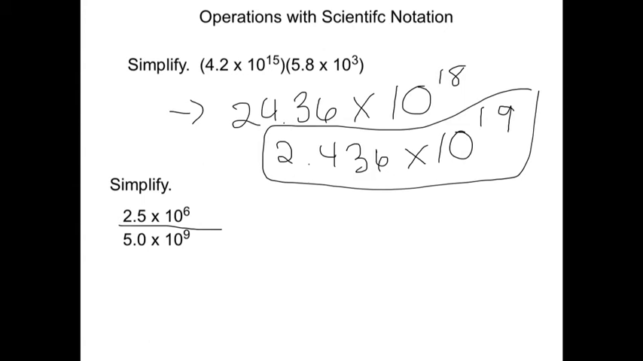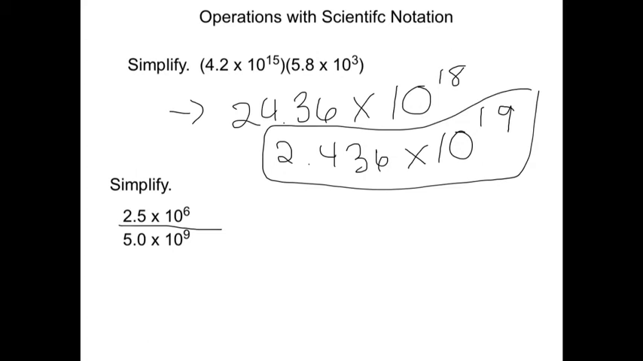If in this problem, when you multiplied the two numbers in front, the number did not exceed 10, you would leave it alone. So if you happen to have a number when you multiplied the two numbers in front and you got 8.6, you would leave it as 8.6 times 10 to the 18th, and you wouldn't have to mess with it to get a number between 1 and 10. You only do that when the number exceeds 10 or is less than 1.